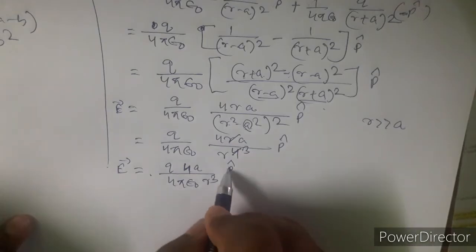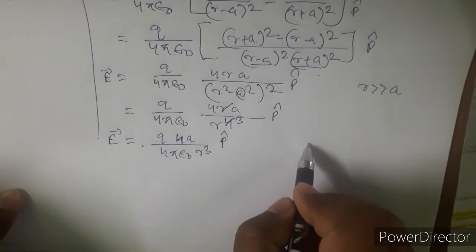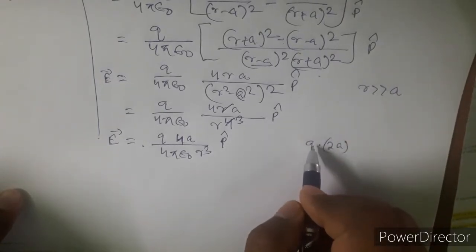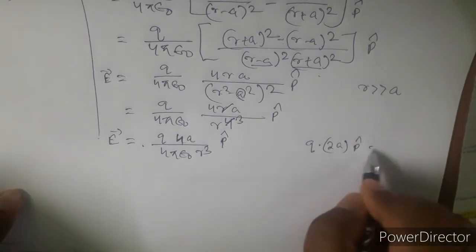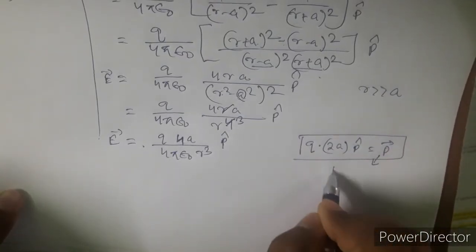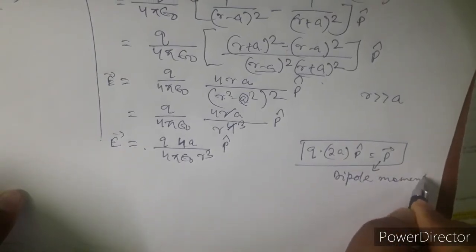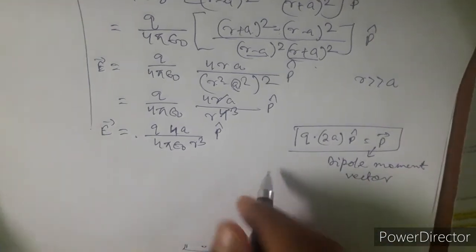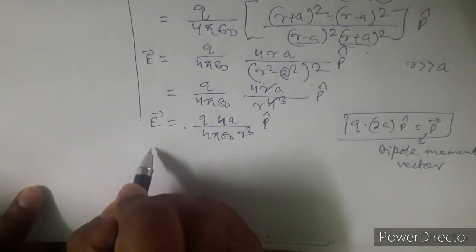Or I can use the dipole moment vector. What is the dipole moment vector? The dipole moment vector is defined as Q into 2A, that is, either one charge into the distance between them, in the direction of P cap. P is the vector. This is called the dipole moment vector. Now what we'll do, we will represent this in terms of the dipole moment vector.